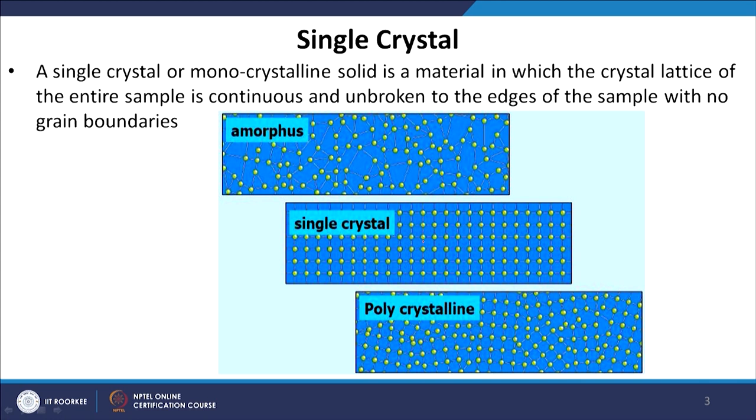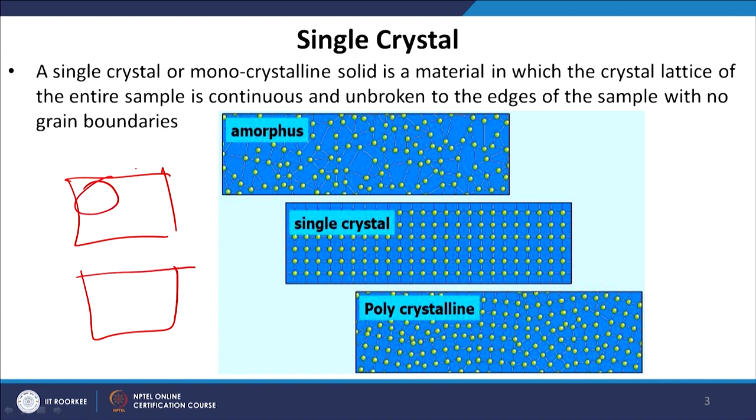Now if you put in crystal structure symmetry, if you have a periodic arrangement of lattice points arranged by the atoms of the motifs, then we will get a periodic lattice. This periodic structure can be continuous and unbroken to the edge of the sample like a single crystal, or it can be not continuous and the same pattern is not followed everywhere, like a polycrystalline material. For example, let us say I have drawn these two square boxes.